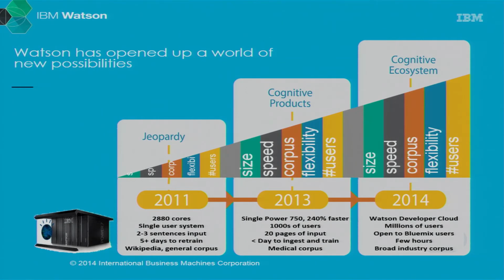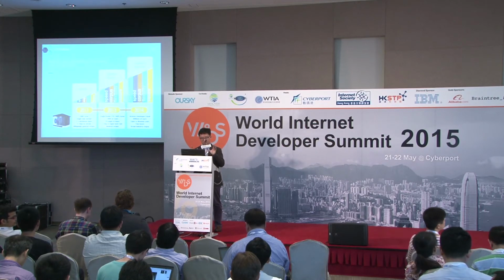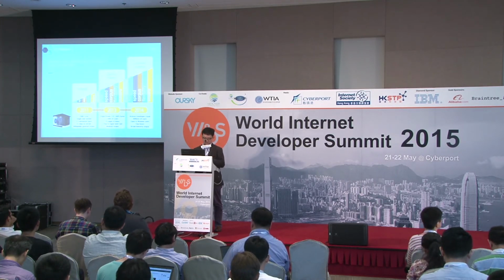And in 2013, it was on a Power 750, and it got a lot faster, and we got a bigger group in IBM, about 1,000 people, that can use the supercomputer. Then we can give a longer passage as an input, and the retraining time takes less than a day. And now we are changing it into a cognitive computing ecosystem, with the Watson Developer Cloud, where you can do development through Bluemix and acquire those Watson APIs. We can serve millions of users, open to Bluemix users, and retraining takes only a few hours. We have different corpora in different industries, including healthcare and travel at the moment. You can attempt it.